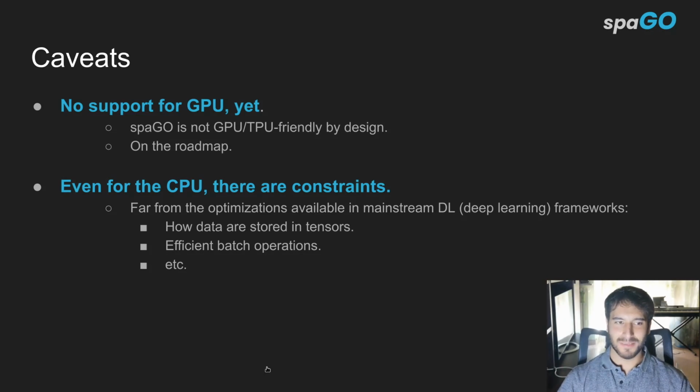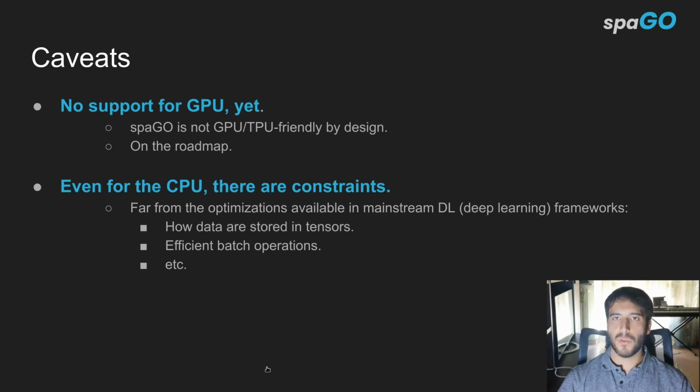spaGO is not perfect yet. There's no support for GPU, and spaGO is not GPU and TPU friendly by design. As it started for educational purposes, I thought, let's keep things simple. So instead of using dynamic tensors, in spaGO you will find only two-dimensional matrices, from which we can use vectors and scalars as a subset. So it's on the roadmap, a huge redesign of subcomponents of spaGO to allow batch operations. Because if you cannot perform batch operations, you will not benefit from the GPU.